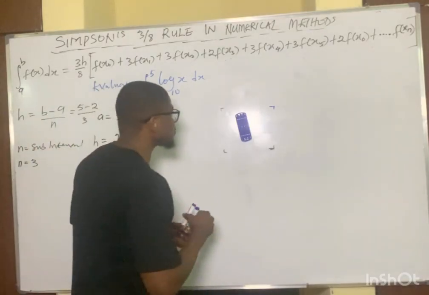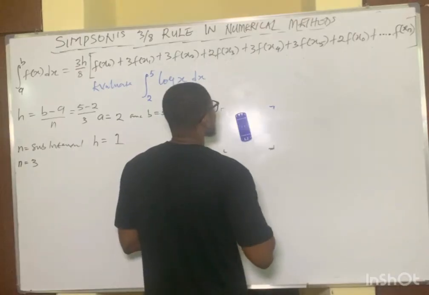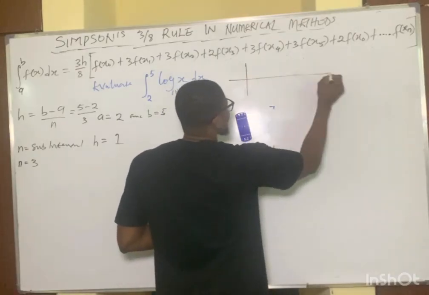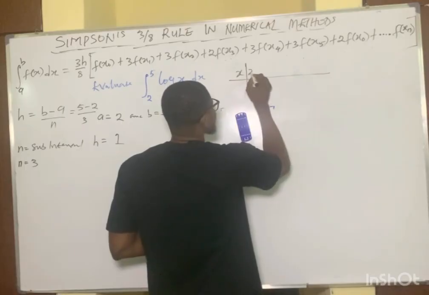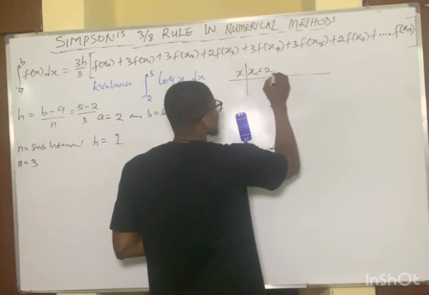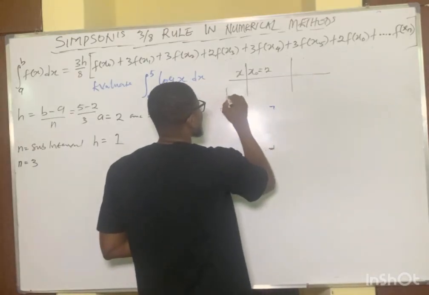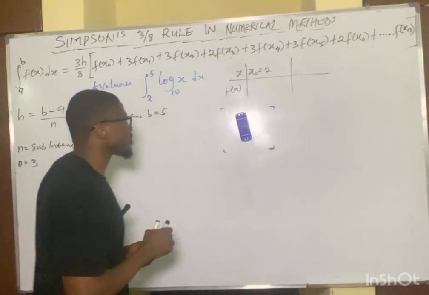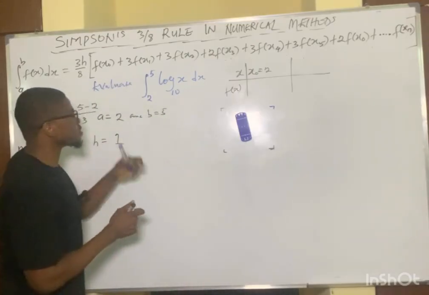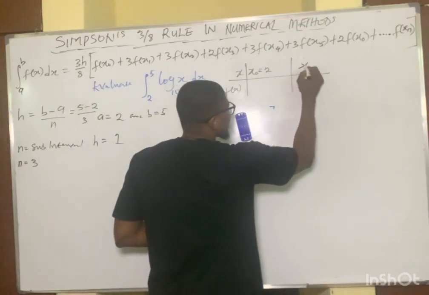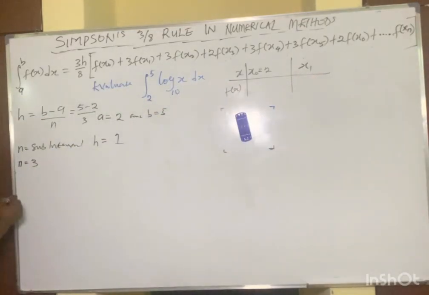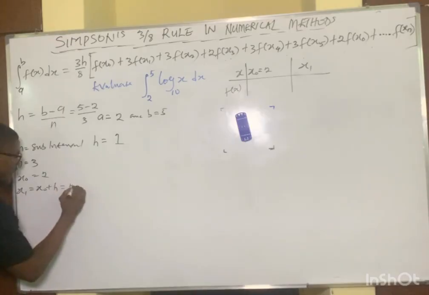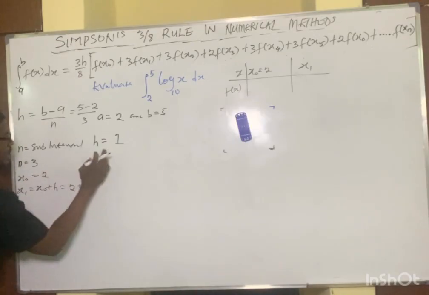So let's make a table to put in our values. These are the values of x, and these are the values of the function at each of those points. x naught represents the lower limit, which in this case is 2. We find next x1. x1 is going to be x naught plus h. The value of x naught is 2, and our h is, sorry, our h is 1.